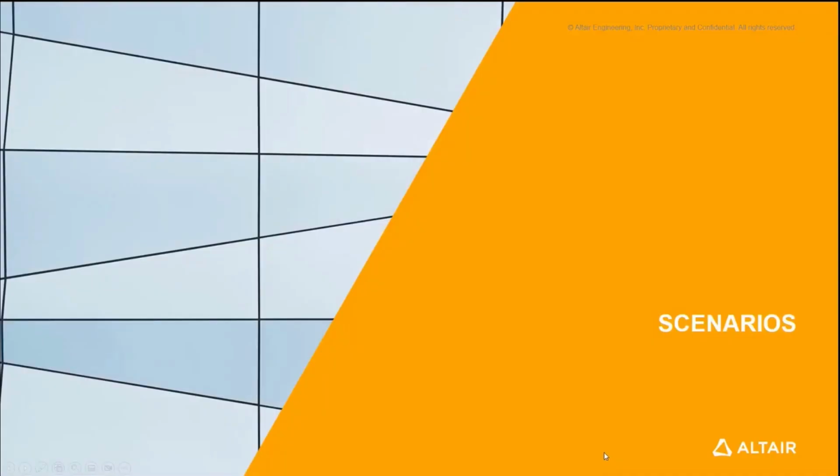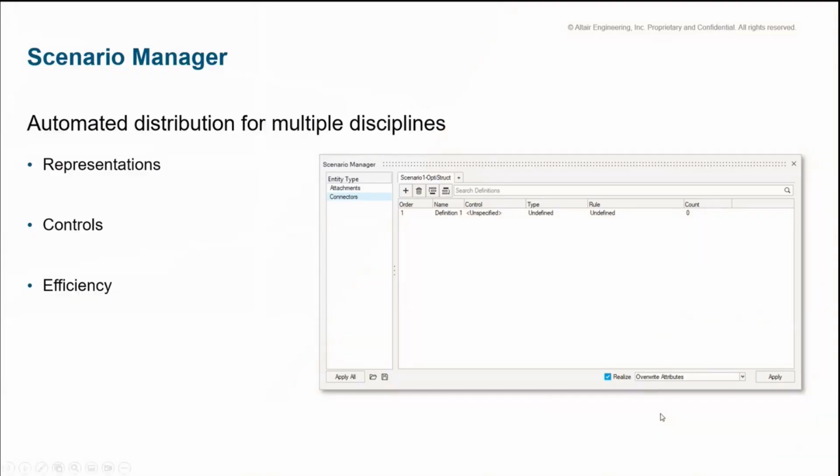The last thing is probably the biggest and most important thing from a model assembly and model build workflow: the scenario manager. Scenario manager is a way of essentially automating the application of controls to engineering entities in a robust and repeatable manner.